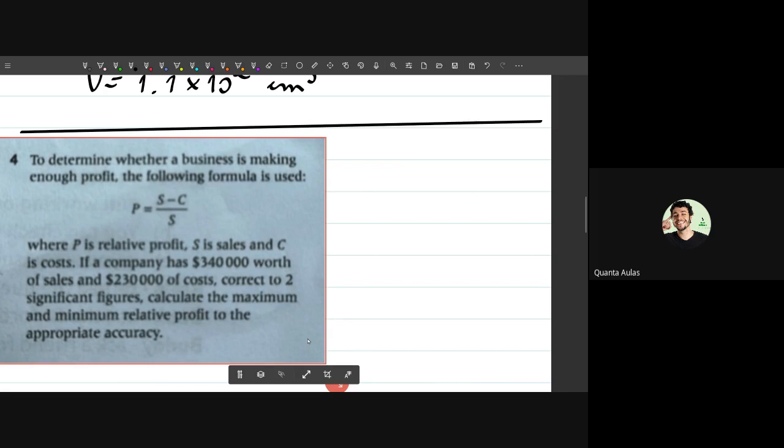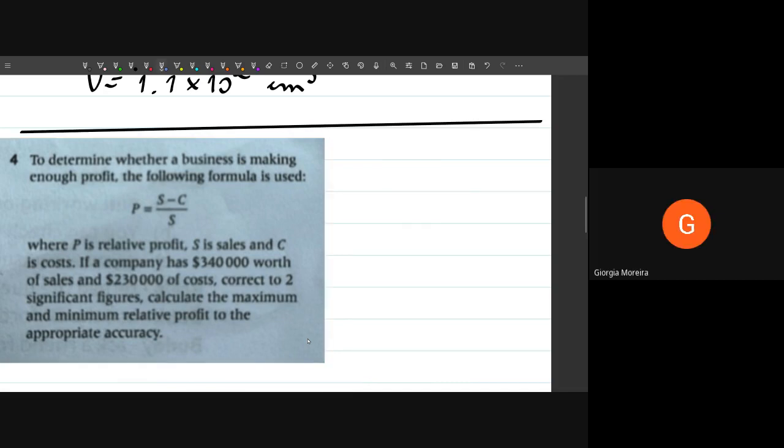Worth of sales, or else the value of S. This is the value of S. And the value of C.